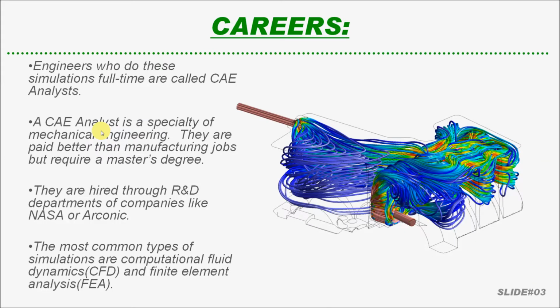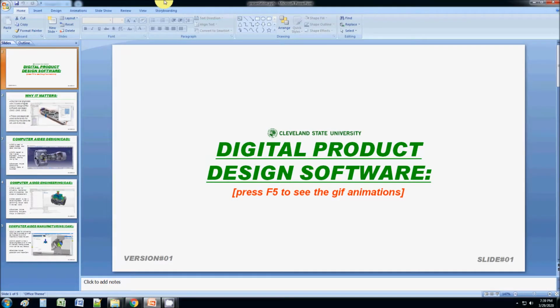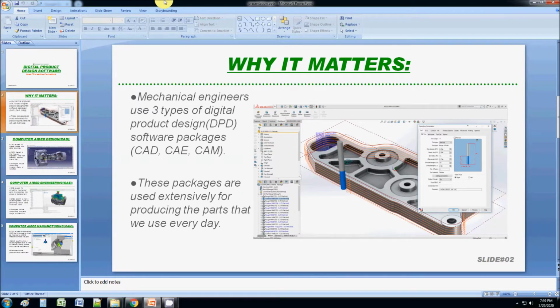So first of all, this is a specialty of mechanical engineering, and they call them the CAE analyst. A lot of times you see a job description for CAE analyst, this is what they're doing. So it's a specialty. A lot of times it requires a master's degree, but at the same time, you'll make a little bit more money. So specialized engineers make a little bit more money than generic engineering that is done through manufacturing. A lot of companies like NASA or corporations have an R&D department that has a lot of these CAE analysts.